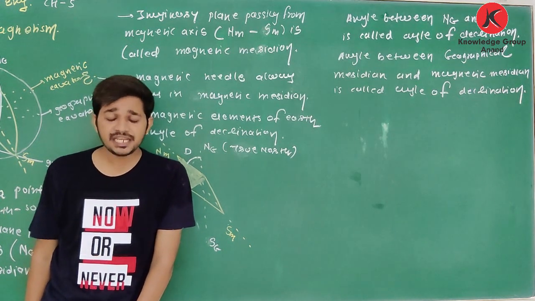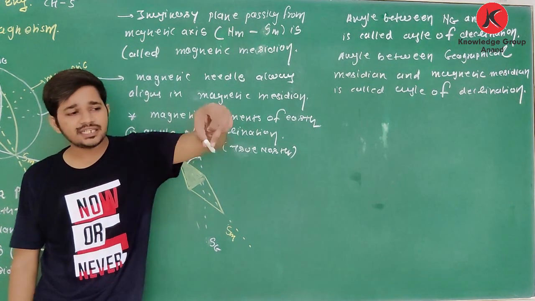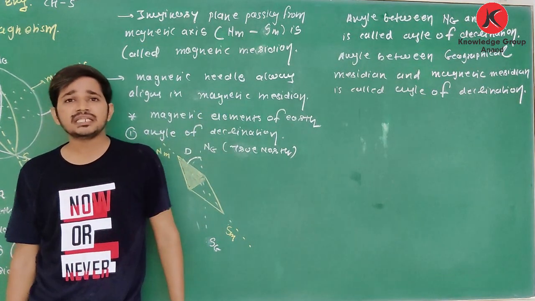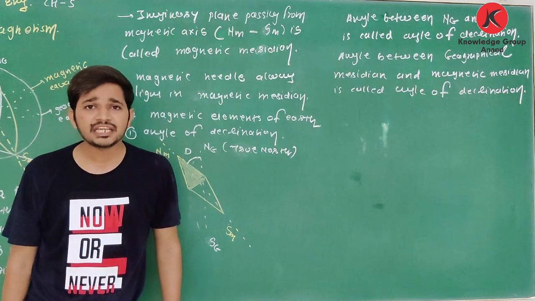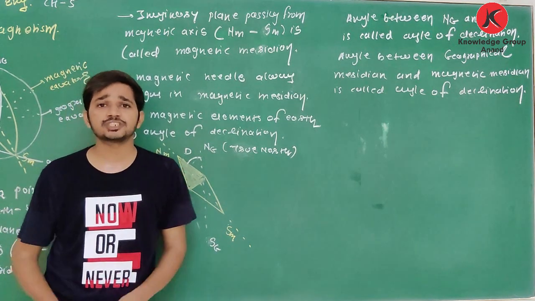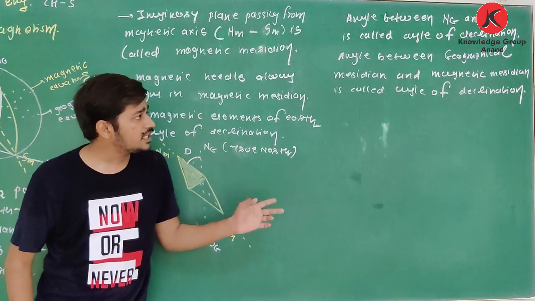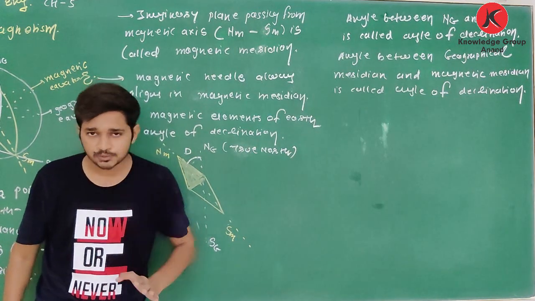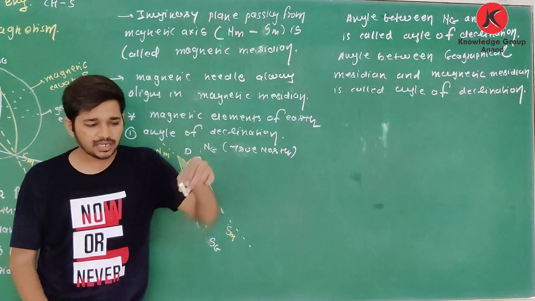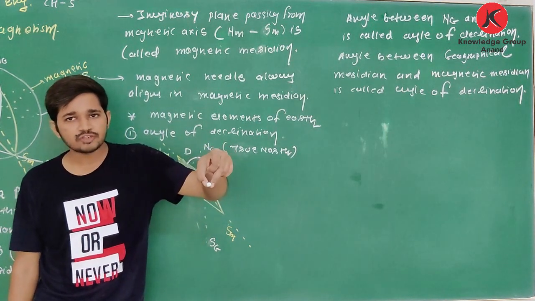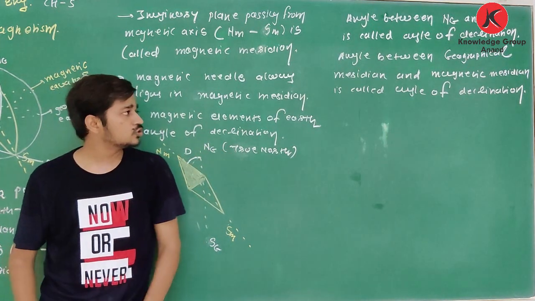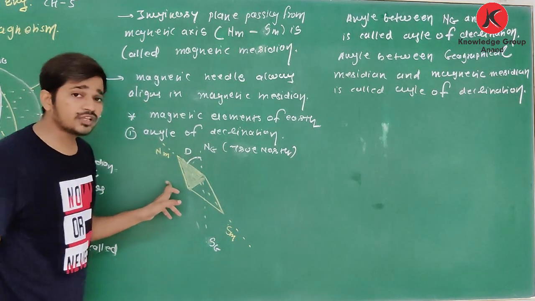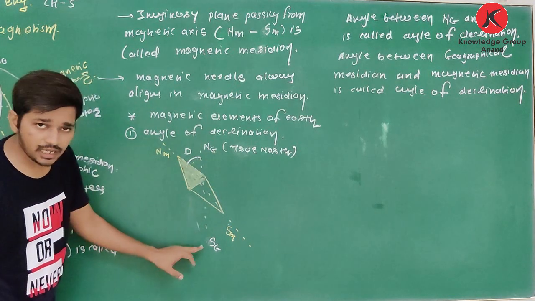So yes, in India, if we place a magnetic needle free to rotate in a horizontal plane, it will indicate true north and south direction, because in India the value of declination is small. Clear about this? Yes. This angle is with true north and true south.